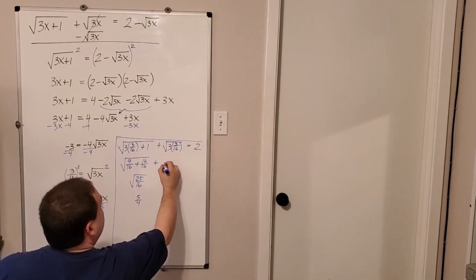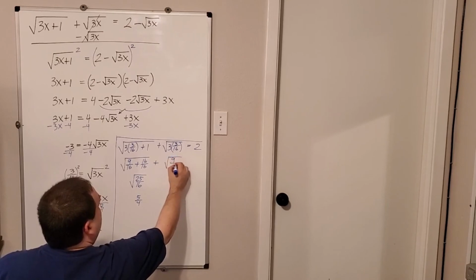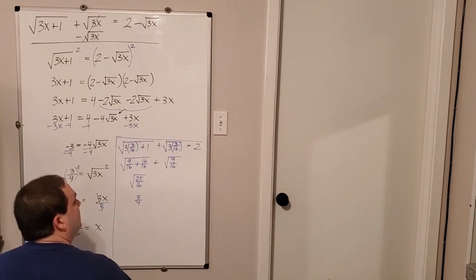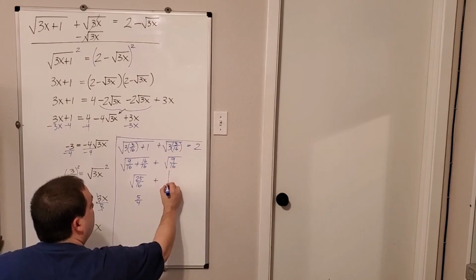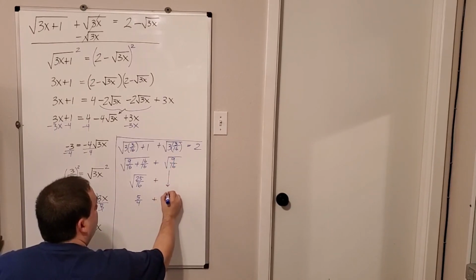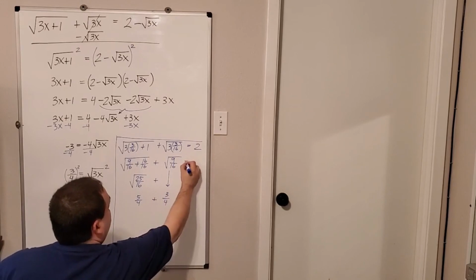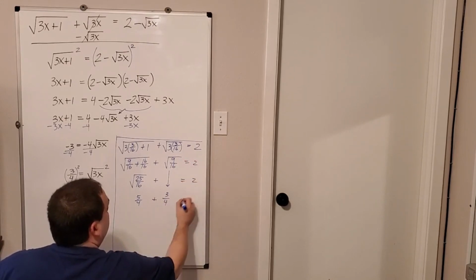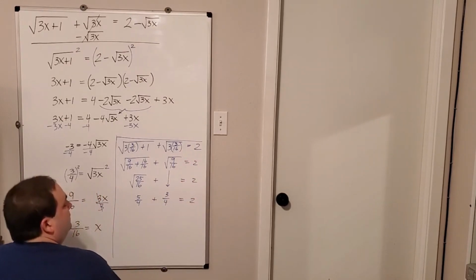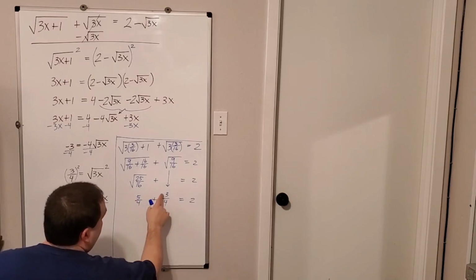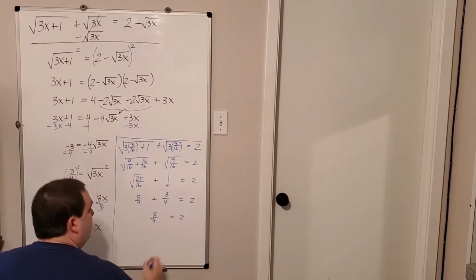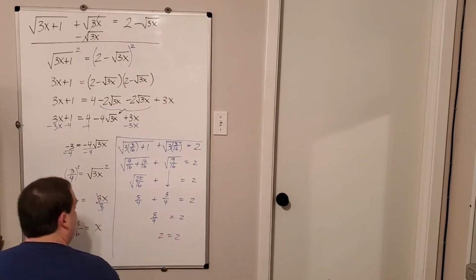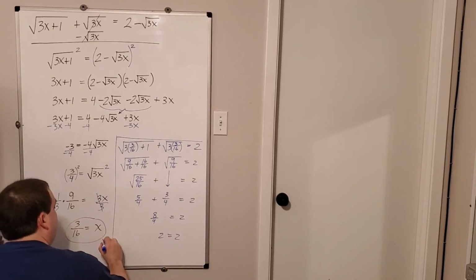Okay, let's do the next one. 3 times 3/16, 9/16. I can do both of those square roots, right? That's going to give me 3/4. Okay. Well, 5/4 plus 3/4, that's 8/4. And 8 divided by 4 is 2. So you'll notice 3/16 is a good answer.